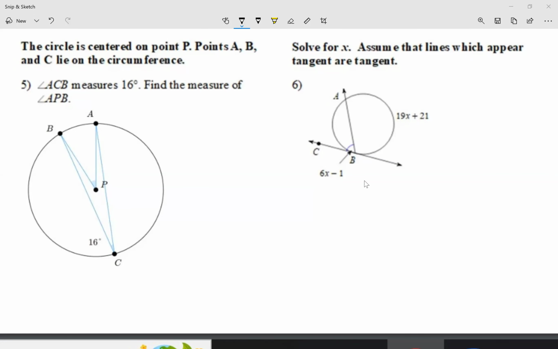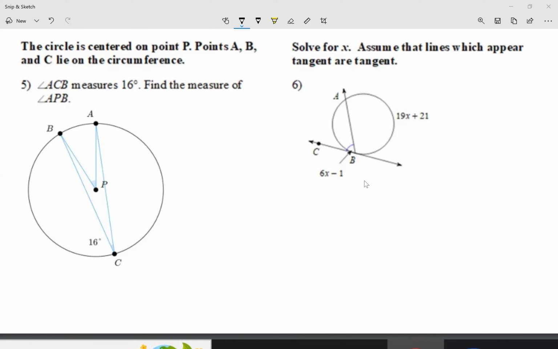Okay, so last lecture we talked about the central angle. Remember how I said the central angle is equal to the arc that it creates. Now, what if the angle is not in the center? What if it is actually on the circle?